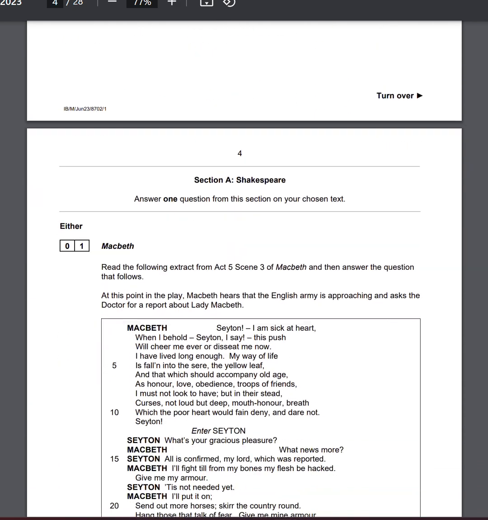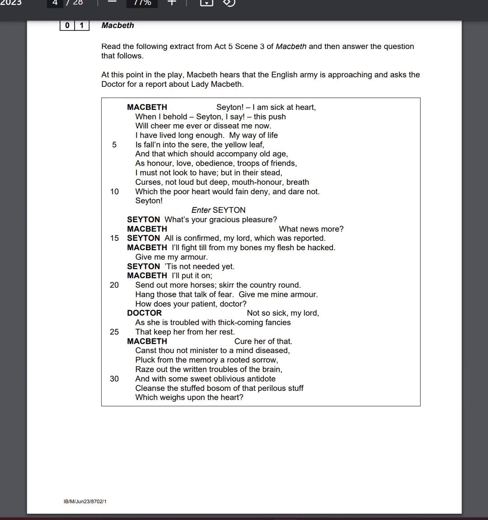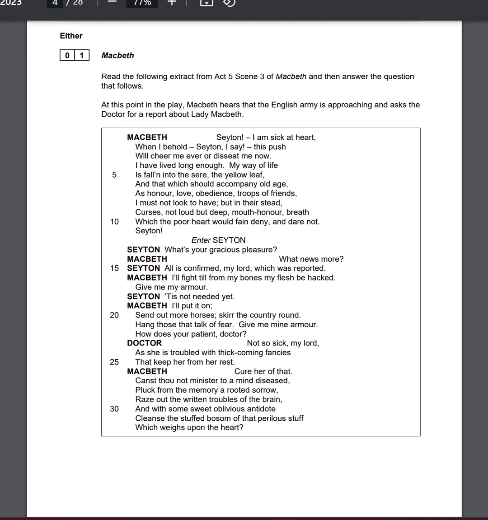Okay, so the Macbeth question. It will look something like this. Read the following extract from Act 5, Scene 3 of Macbeth, and then answer the question that follows. So it will tell you what act and scene this section is from. You should make a note of that, highlight, underline which act and scene this is from. Because remember, when we're answering this question, we need to show that we understand the whole of the play. We have a picture of the whole of the play and how characters develop throughout. So it's important to know where this particular extract comes from.